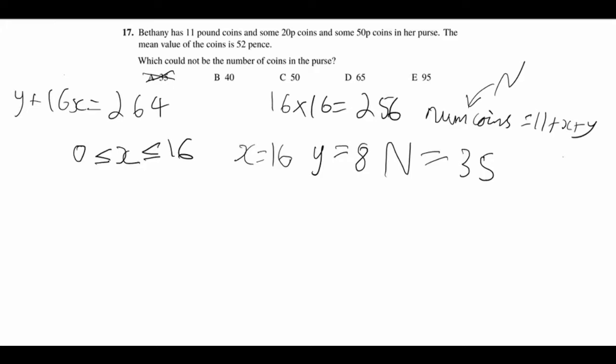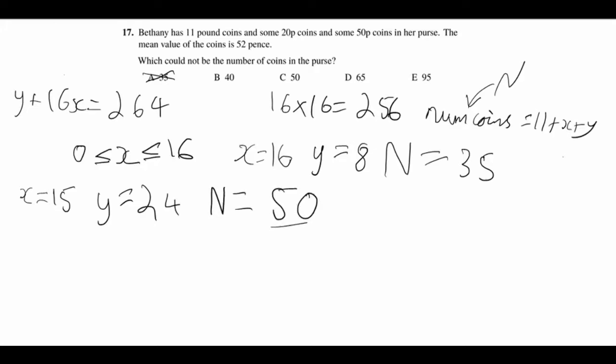So what we can now do is test x is equal to 15, and this should give us a larger number of coins needed, because if we decrease x by 1, then y must increase by a greater amount to compensate for the 16 that has been lost. Now let's check x is equal to 15. So if x is equal to 15, then y is equal to 24, and so n is equal to 50. So as you can see, 50 and 35 are both possible.